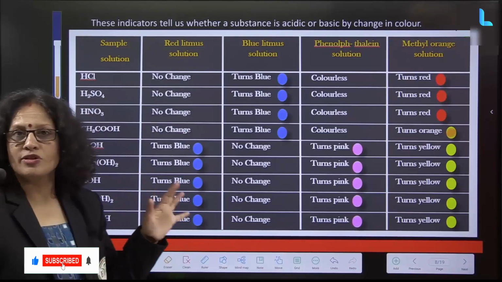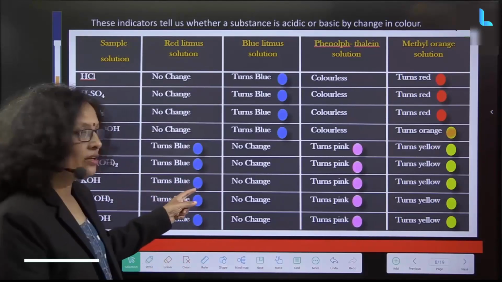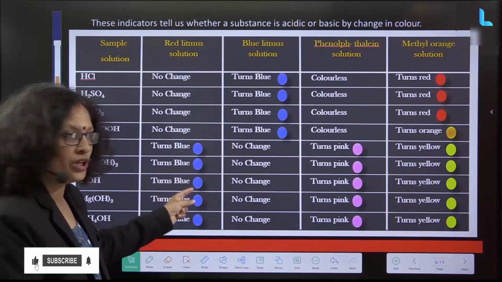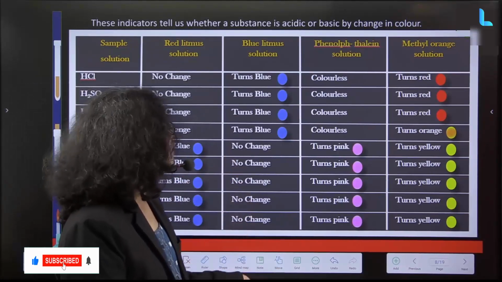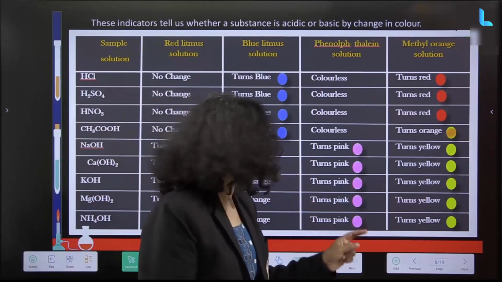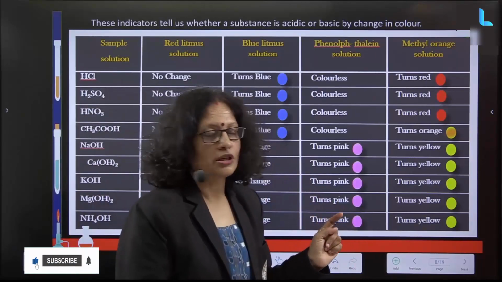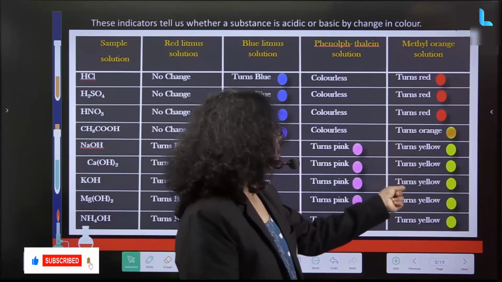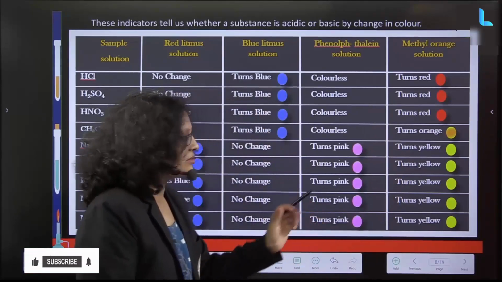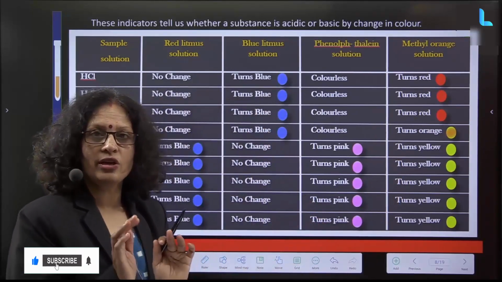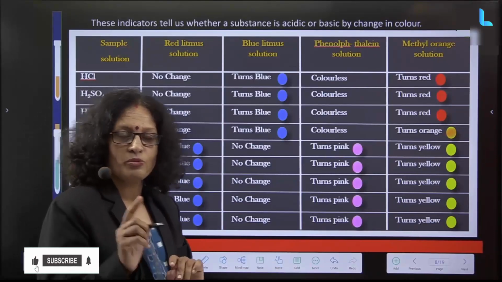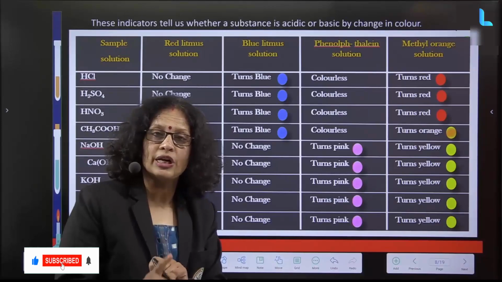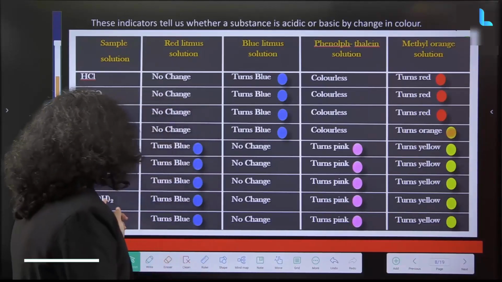Then potassium hydroxide is a strong base. Here again, red litmus is turning blue, means a strongly alkaline solution. No change in blue litmus color. Phenolphthalein is showing pink color, which indicates the solution is basic, and methyl orange is staying yellow only. Golden yellow means the substance is basic by nature, because methyl orange shows color change only in acidic medium.